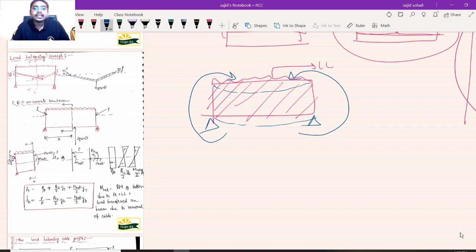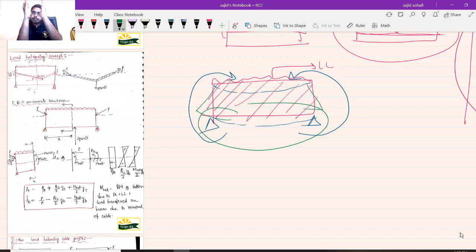Because of this, you can clearly see the bottom portion is getting stretched, and the top portion is getting compressed. You can clearly see the diagram. Bottom portion क्या हो गया? बड़ा हो गया. Top portion छोटा हो गया. The top portion is in compression. The bottom portion is in tension. The concrete is weak in tension.